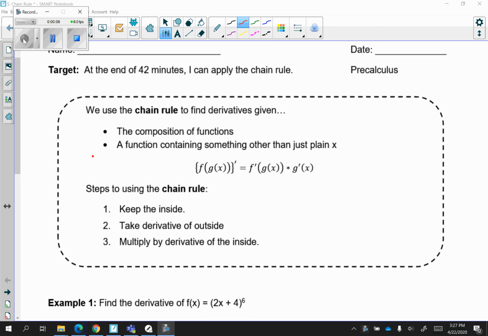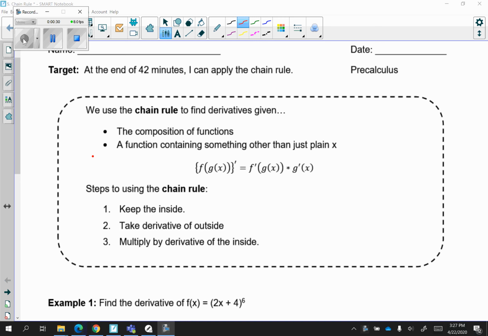Today's learning target is I can apply the chain rule. We use the chain rule to find derivatives given the composition of functions, a function containing something other than just plain x. So for example, f of g of x prime is equal to f prime of g of x times g prime of x. And remember, g prime of x, f prime of x means the derivative.